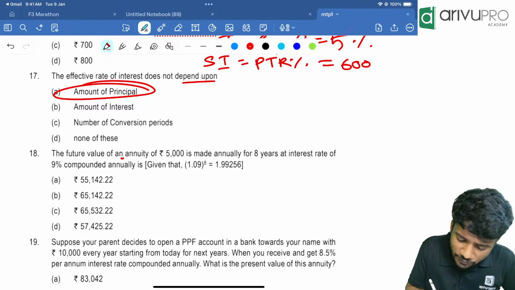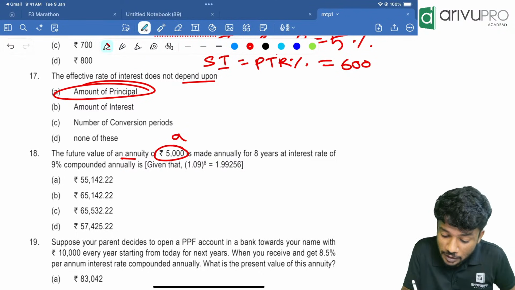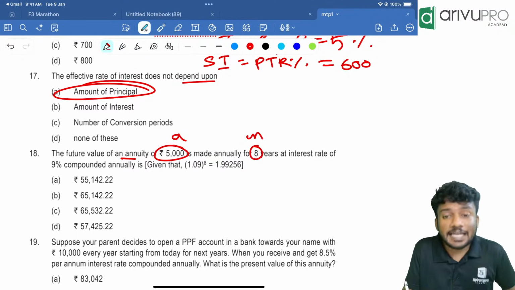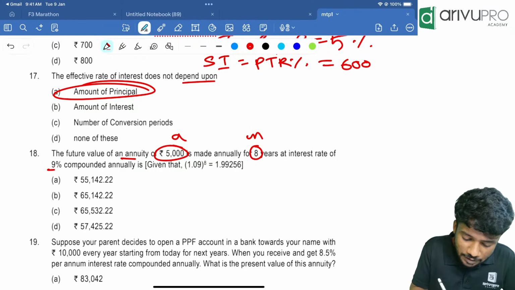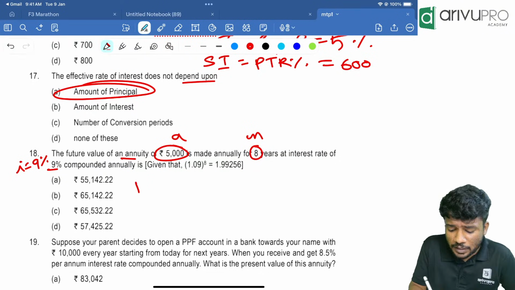The future value of annuity of 5,000. So that means annuity amount is how much? 5,000 made annually for 8 years. N value is how much? 8 years at an interest of I is equal to 9%. Then compounded annually. We need to find the future value.